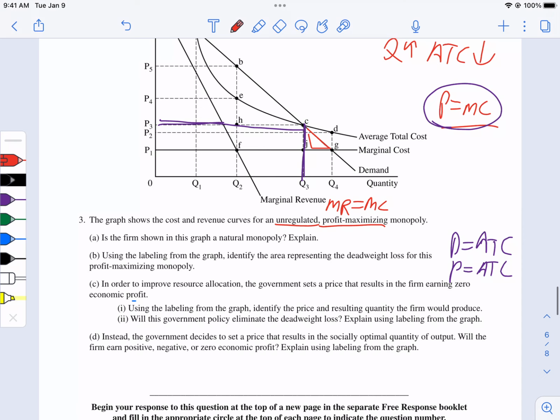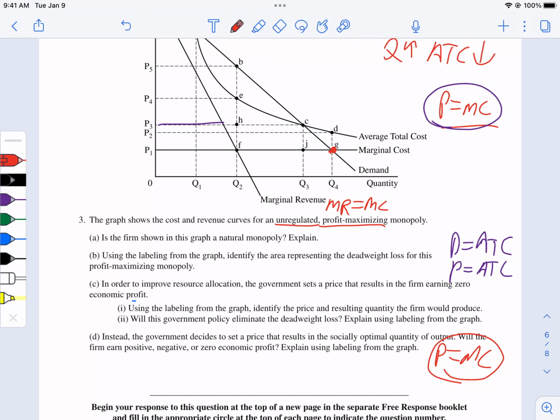Finally, instead, the government decides to set a price that results in the social optimal quantity of output. Will the firm earn positive, negative, or zero economic profit? Use the labeling from the graph. So now we are at the social optimal, which would be price equals MC. So if you do price equals MC, that happens at G.